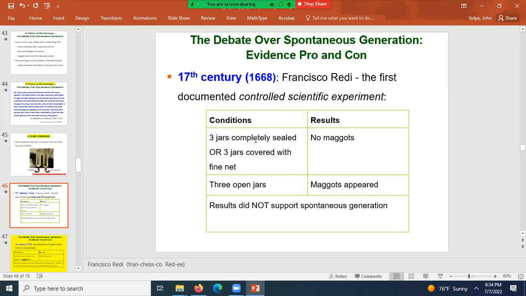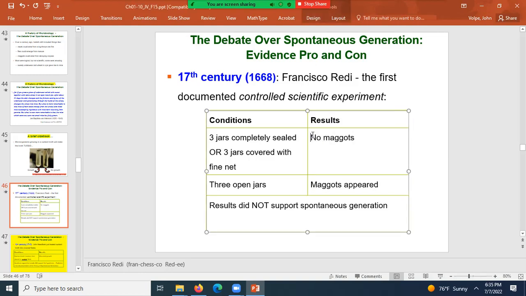What he did was he took 3 jars with meat inside that were completely sealed, he had 3 jars with meat inside that were open, and he had 3 jars that were completely covered with a fine wire mesh, and there was meat inside. In the jar that was completely open, maggots arose in the meat. In the jars that were completely sealed, there were no maggots.